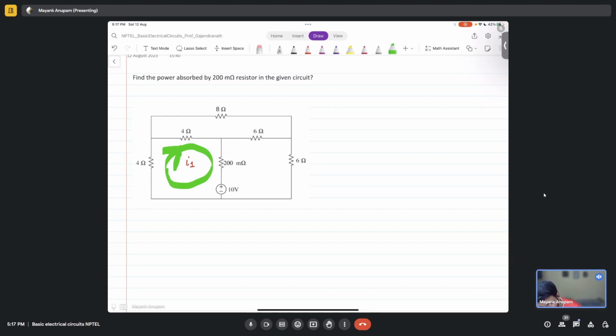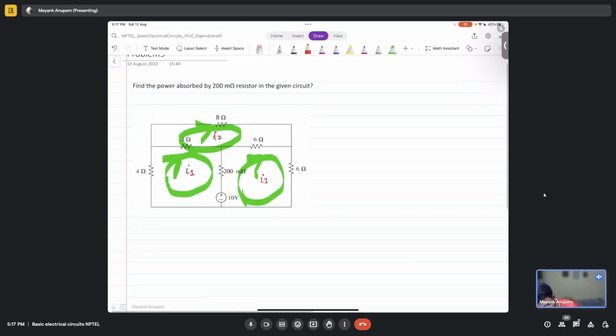Fine. So now tell me the other loop. The second loop will include 4 ohm, 8 ohm, and 6 ohm, and this will be the current direction, right? Yes, sir. Let's call it I2. And what will the third mesh look like? The third mesh will include 4 milliohm, 6 ohm, and the 10 volt source. This one, right? Yes, sir. Let's call it I3.